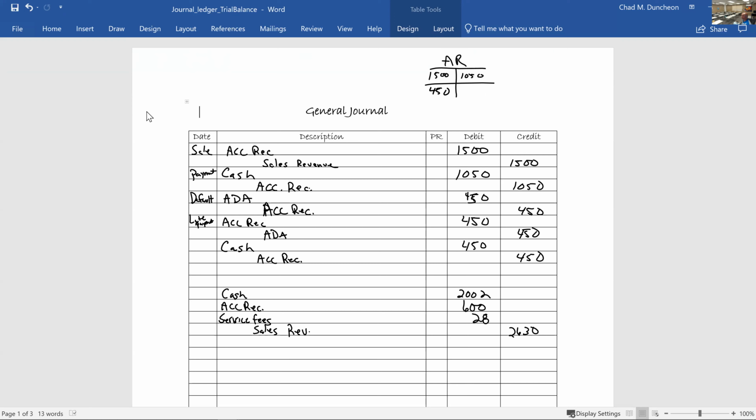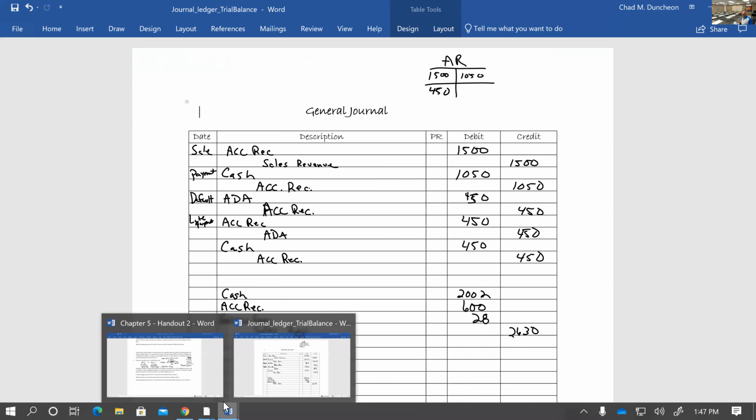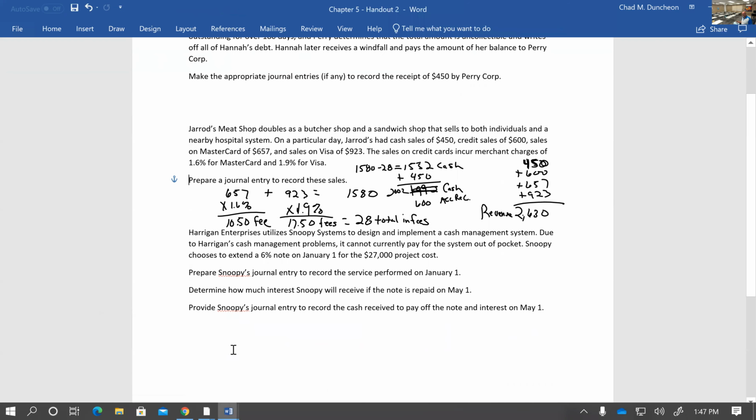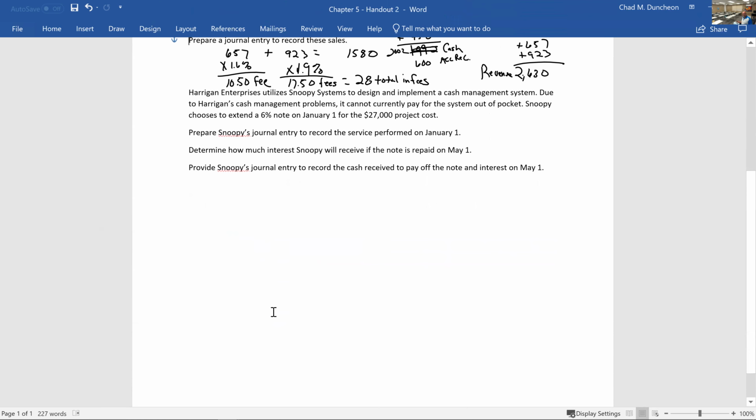So that's how knowing that your journal entries must balance, when they don't, is a good double check and a way to go back and re-look over a problem and find out something you may have messed up on a simple calculation.